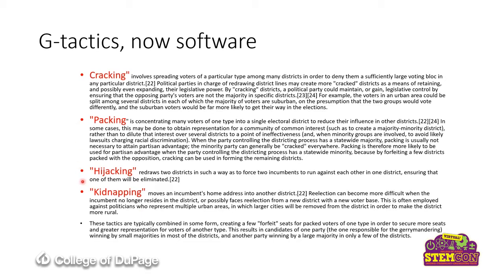Hijacking redraws 2 districts in such a way to force 2 incumbents to run against each other in one district, ensuring one of them will be eliminated. And kidnapping involves moving an incumbent's home address into another district, making it more difficult for them to get re-elected. These tactics are typically combined in some form, creating a few forfeit seats for packed voters of one type in order to secure more seats and greater representation for voters of another type.